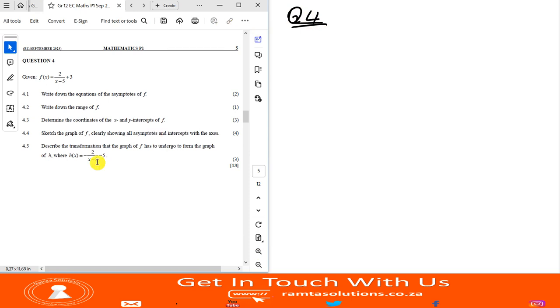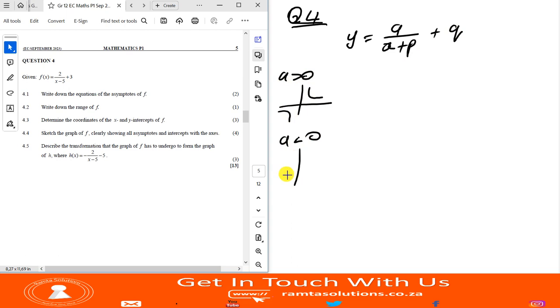Before I proceed, guys, if you are using a mobile device, please rotate your screen so you have best viewing. Again, question 4 is a hyperbola. I'm going to remind you, a hyperbola has the form y equals a over x plus p, plus q. When a is positive, it is between the first and the third quadrant. When a is negative, it is between the second and the fourth quadrant.